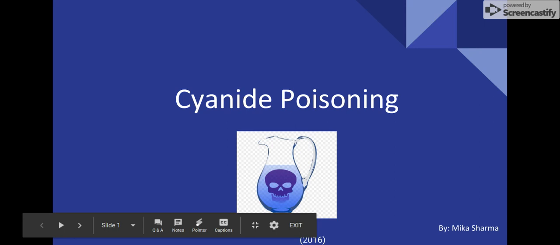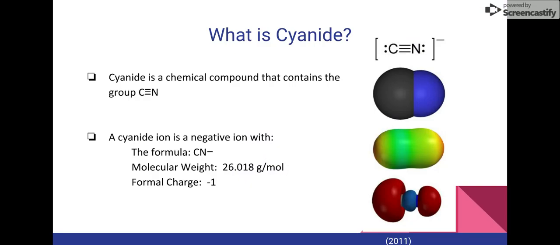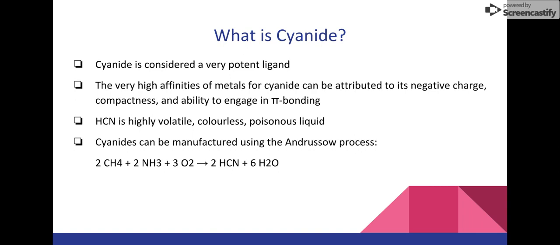Hello, everyone. I'm going to discuss cyanide poisoning, an important topic that illustrates concepts we have covered in proteins and metabolism. Cyanide is a chemical compound that contains a cyano group where carbon and nitrogen atoms are triple bonded together. Cyanide is a very potent ligand for many transition metals. A ligand is an ion or molecule attached to a metal atom by coordinate bonding.